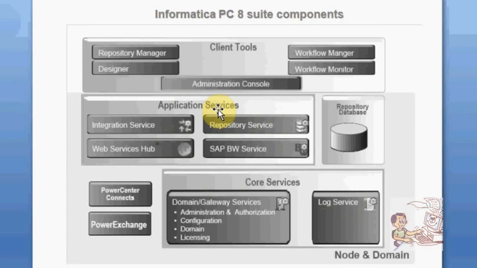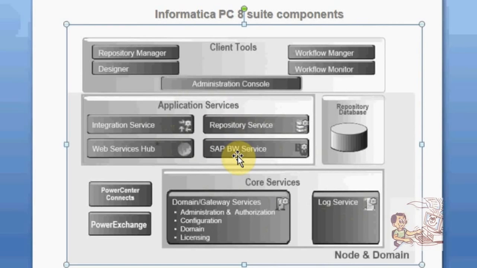Repository services we basically use for any type of database. But for SAP related sources, we use SAP BW services. For web related and HTTP related sources, we use Web Services Hub. For other databases, we use repository services. For each and every repository, we create an integration service. The integration service is the mediator between the client tools and the repository database.